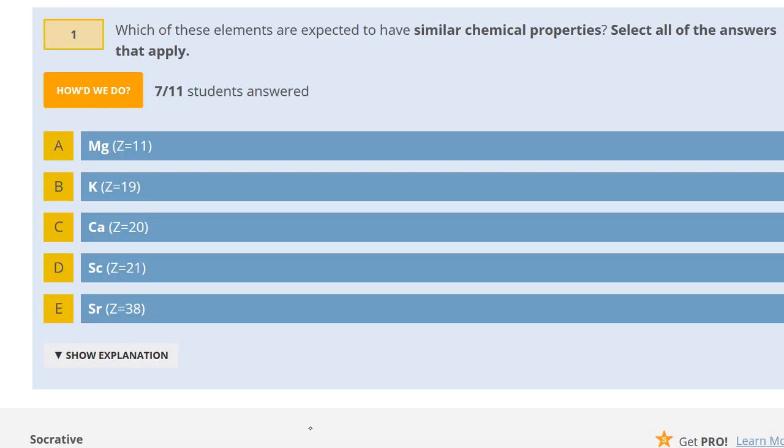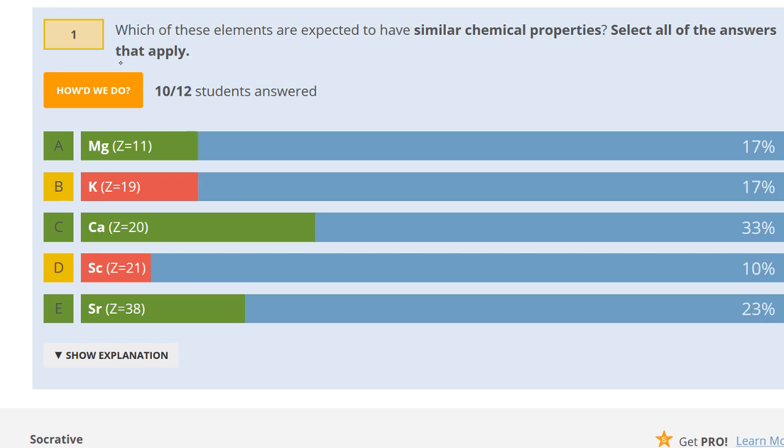This one here is, of course, review from the last couple class periods. It says, which of these elements are expected to have similar chemical properties? Select all of the answers that apply. Correct choices. Unfortunately, B and D don't work. Why do A, C, and E work? What do we look for?